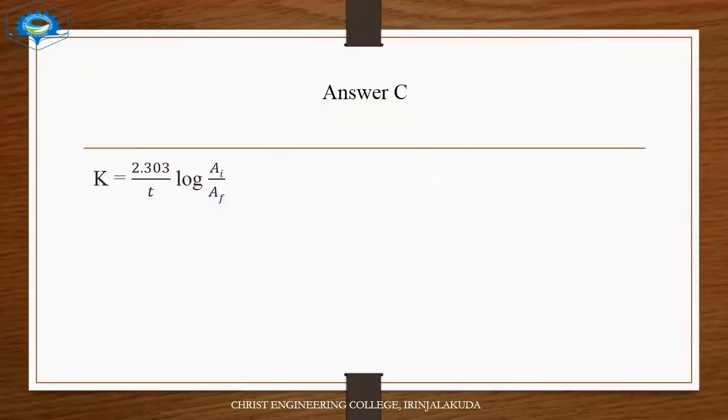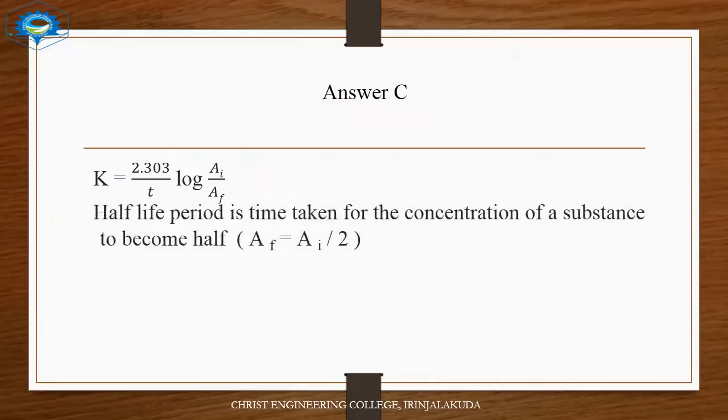So AI is the initial concentration, AF is the final concentration, and T is the time taken. Okay. So when we consider half-life, T is considered as half-life. Half-life is the time taken for the concentration of a substance to become half. When concentration becomes half, the time taken is known as half-life period.